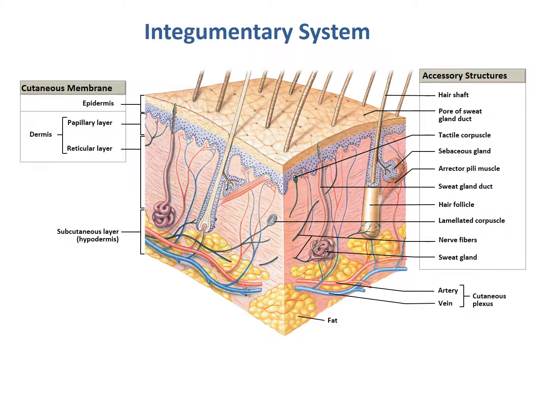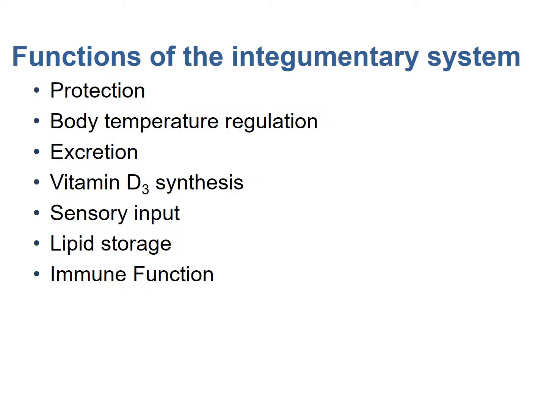Other structures that we have are different accessory structures that exist within the integument, and that would be things like hair, sweat glands, oil-secreting glands, as well as nerve fibers and different smooth muscle tissue. Now, the functions of the integumentary system are first and foremost protection. It provides physical protection from mechanical and chemical damage as well as dehydration.